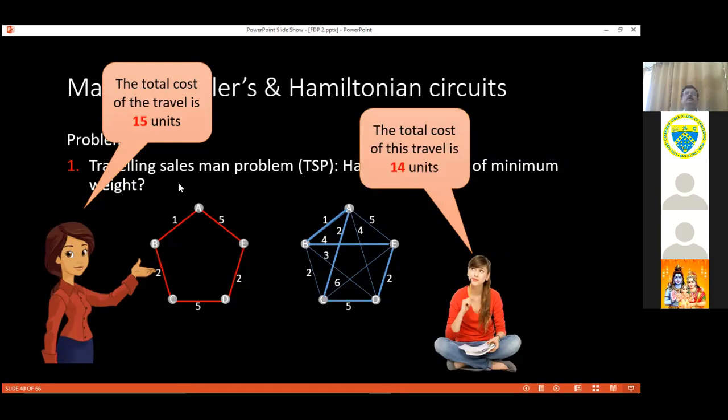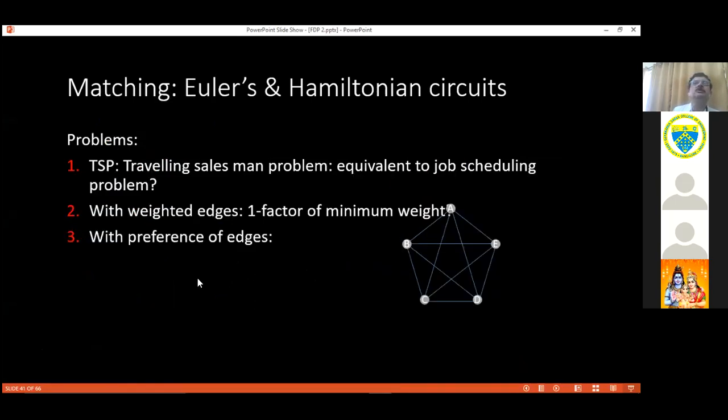So the nearest neighbor method gives a Hamiltonian solution, but that is not optimal. There is no better algorithm available till today to solve the traveling salesman problem. So now we will take some other approach to make this attempt.